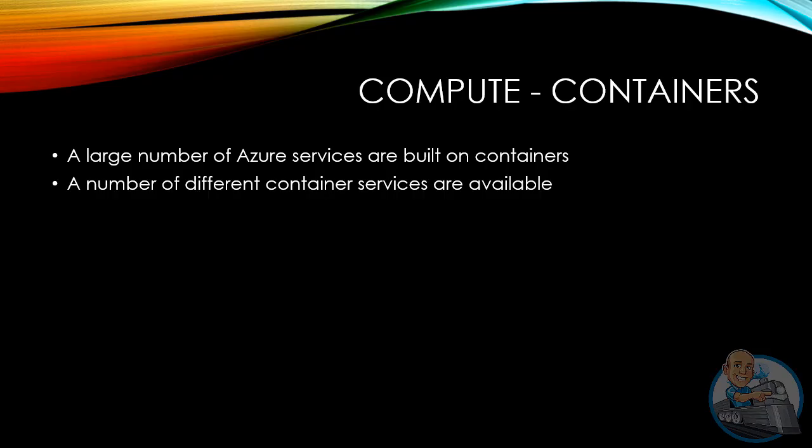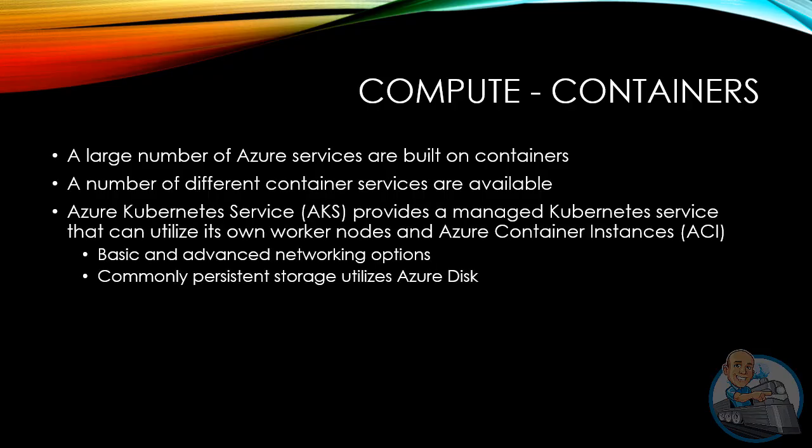So the biggest service is going to be the Azure Kubernetes Service, AKS. This is a managed Kubernetes service. It can utilize its own worker nodes, i.e. I'll actually have VMs created in my subscription that I can see. That will be the worker nodes. That's where it's going to actually run the various containers or pods that it actually creates.